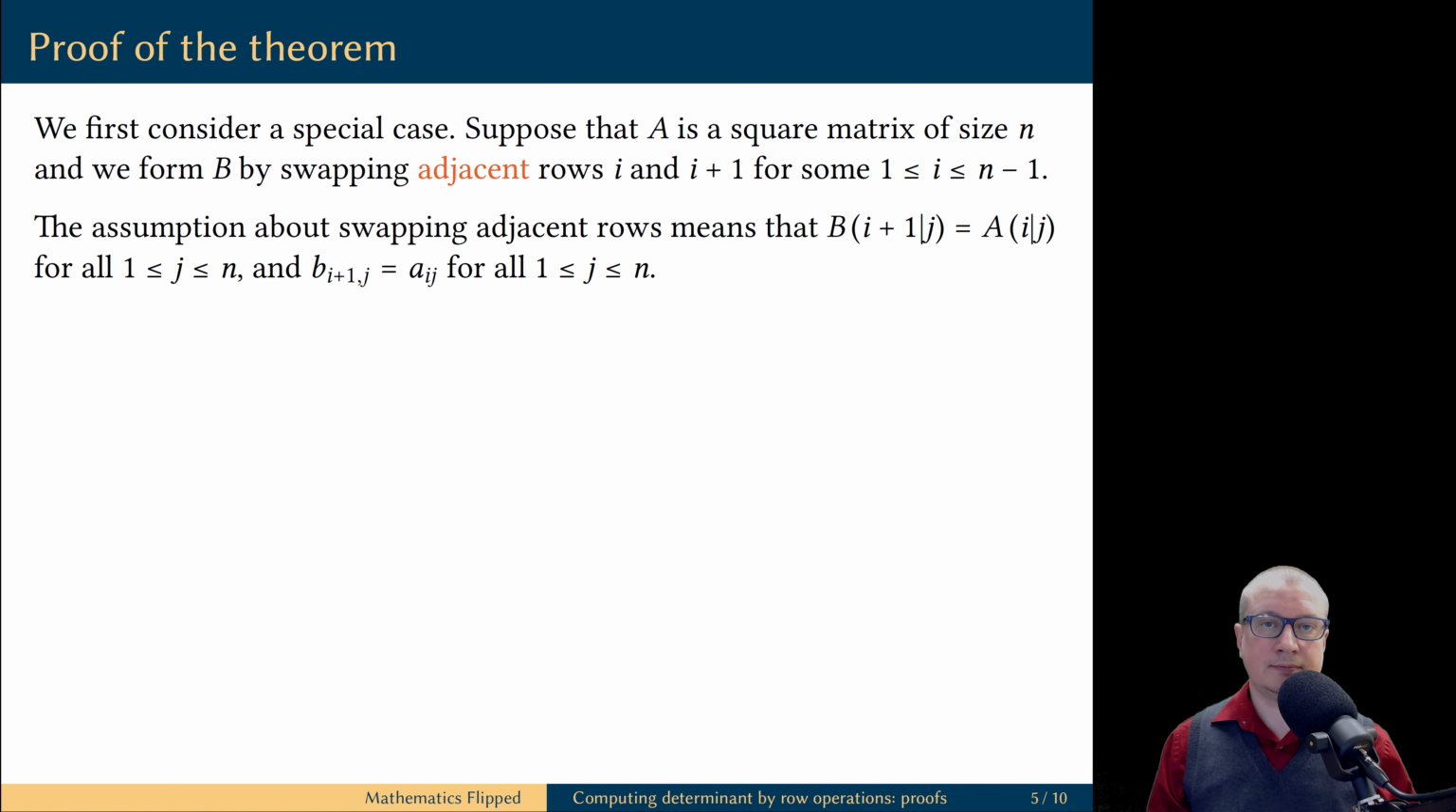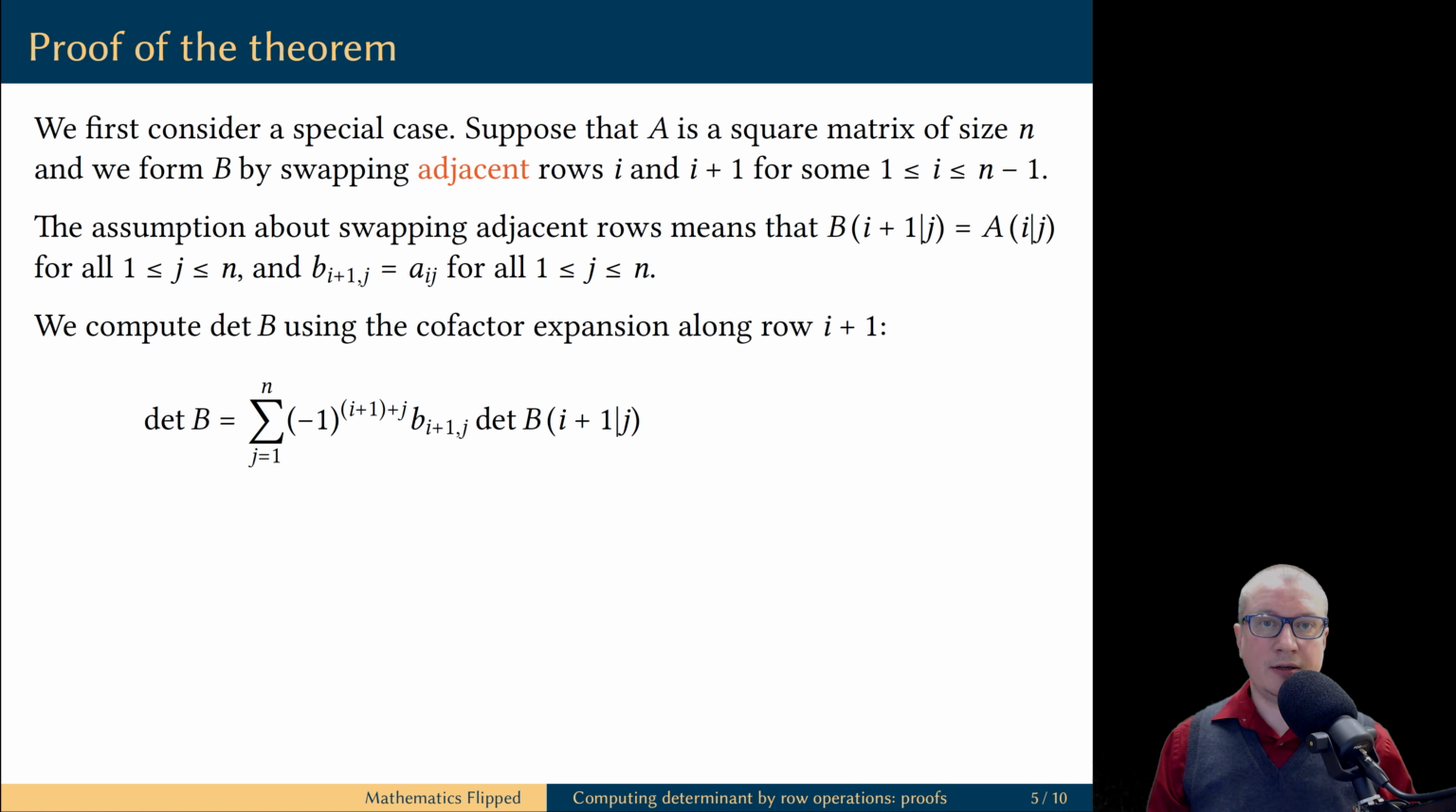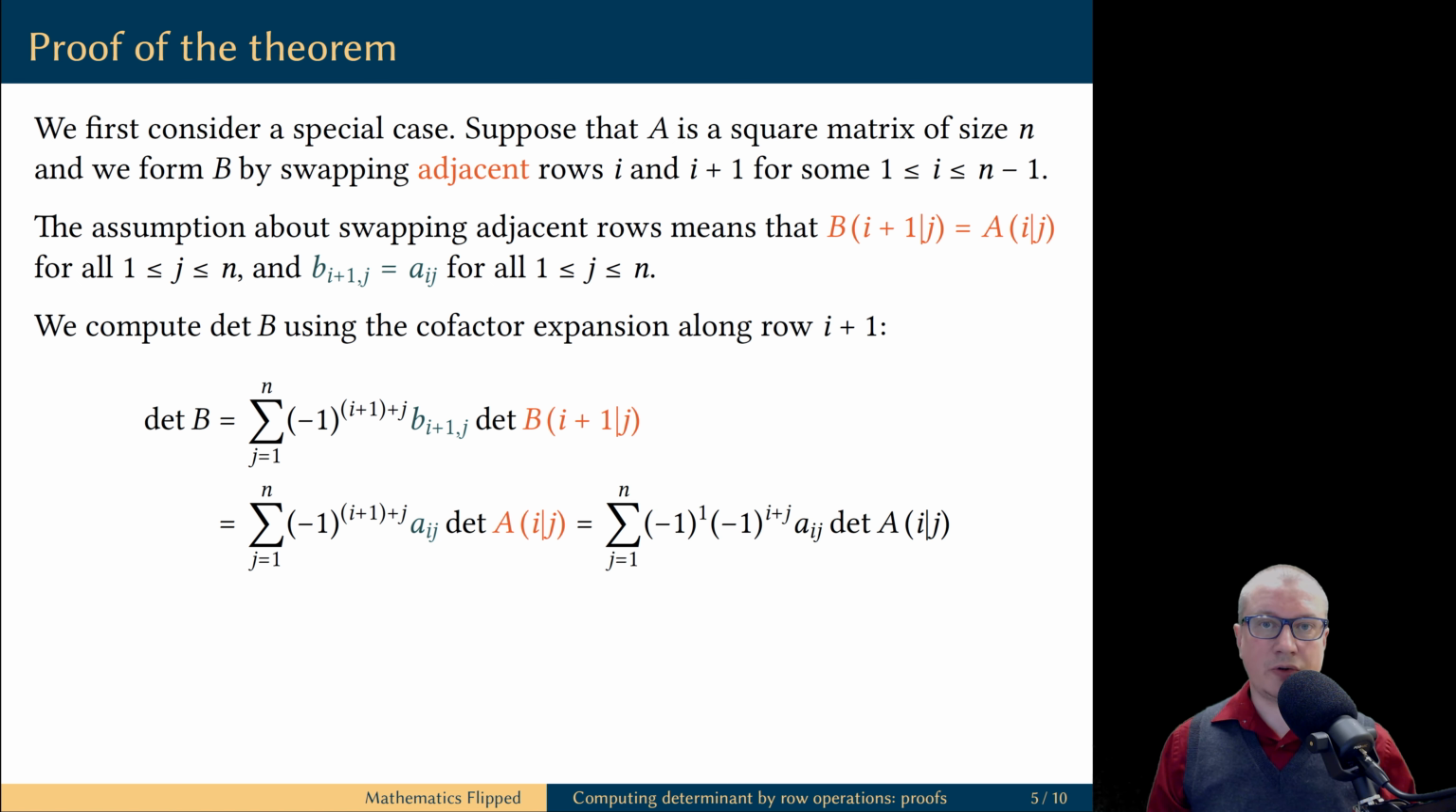Also, the entries in row i plus 1 of the matrix B are the same as entries in row i of the matrix A. To compute the determinant of B, we use the cofactor expansion along row i plus 1. Then we apply our previous observation on the submatrices and the entries in rows i plus 1 and i. In the last sum, let's factor out a copy of -1 in each term. Then we can factor out this copy of -1 in front of the entire sum, and what's left inside is the cofactor expansion formula for the determinant of A along row i. Therefore, this sum is the determinant of A, and it's multiplied by -1.